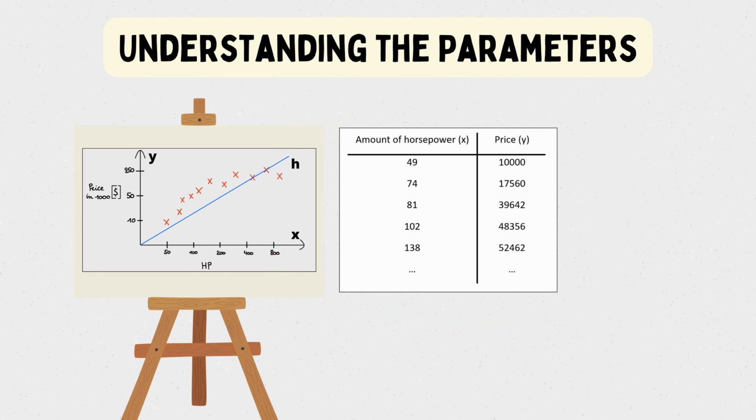From now on, we will call this the training set because it is the data on which the learning algorithm will learn. M is the number of training examples we have. For example, if we assume the training set has 29 data points, then M is equal to 29. Next we have X, which are the input variables or features that we're using to make predictions. In our case, X consists of only one feature, namely the amount of horsepower. Later on we will see regression problems with multiple features. We also have Y, which is the output variable or target variable we want to predict.